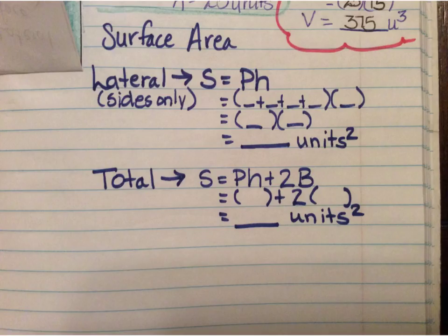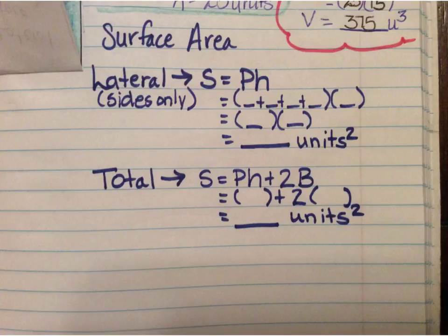Okay, and just like on the triangular prism, the first thing we started with was the lateral surface area. If you look in your formula chart, again, since it's a prism, the formula is going to be the same, which is S equals capital P times H. And remember that the capital P is the perimeter of the base.